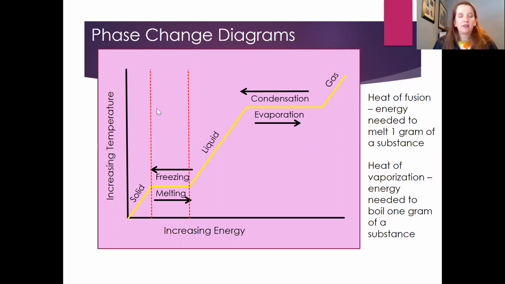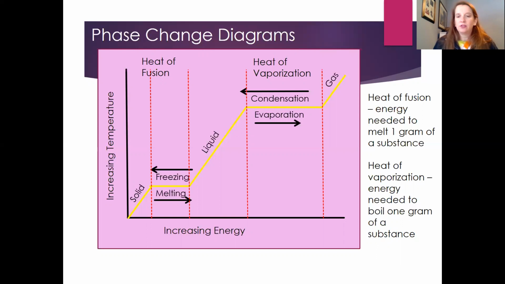Now we have these areas here between where the phase change is occurring, and there's an energy associated with that. And so here it's called the heat of fusion. And on this side, it's called the heat of vaporization. The heat of fusion is talking about how much energy is required to change 1 gram of a substance into a state between your liquid and your solid. The heat of vaporization is how much energy is needed to evaporate or vaporize 1 gram of your substance.